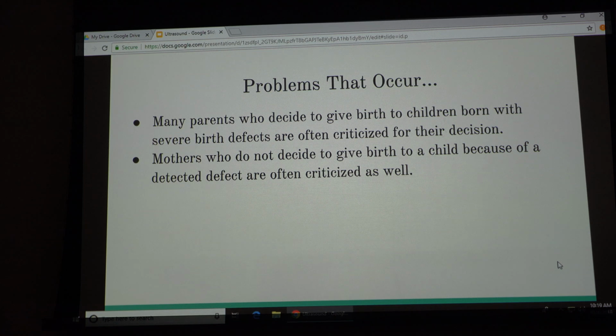Then on the other side, there's also women who decide not to give birth to the child, to terminate the pregnancy early because of the same reason, because they don't want to put their child through that. And they're often criticized for the same exact reason. So with ethics, there's really no right or wrong answer. So there's a lot of problems.